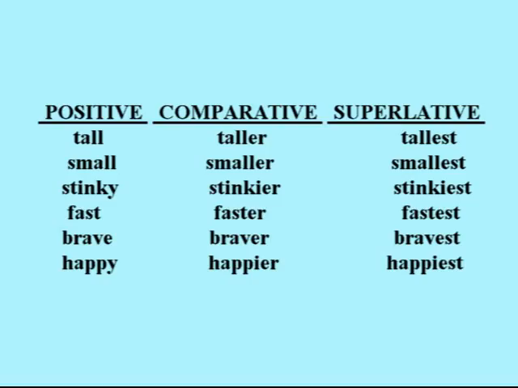Look carefully at this chart to see the pattern. Tall, taller, tallest. Small, smaller, smallest. Stinky, stinkier, stinkiest. Fast, faster, fastest. Brave, braver, bravest. Happy, happier, happiest. Notice the ER, EST rule? For the comparative degree, slap on an ER. Remember, though, that for some positive adjectives, you have to change a Y to an I first. For the superlative degree, put an EST on the end. Again, if there's a Y, swap it for an I first.